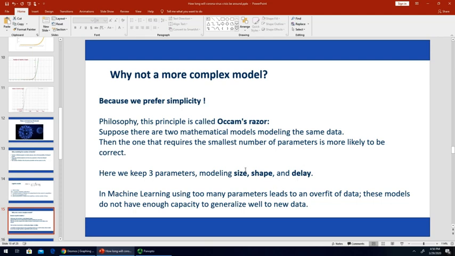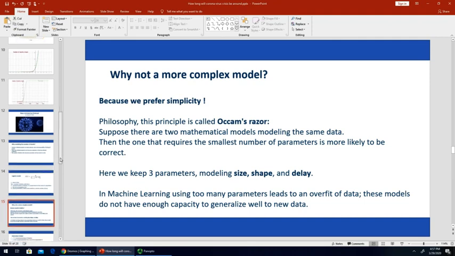I can't think of erasing from the model any of those three parameters. For instance, if I give up the size, then whatever I have left using shape and delay is just a delayed exponential model which shoots forever to infinity, and we don't have any maximum number of deaths. That's not realistic. In machine learning, this principle applies very often, because using too many parameters leads to overfitting of data. These models do not have enough capacity to generalize well to new unseen data, but they work very well for the data you already have, because they actually memorize the data in the table you have available.